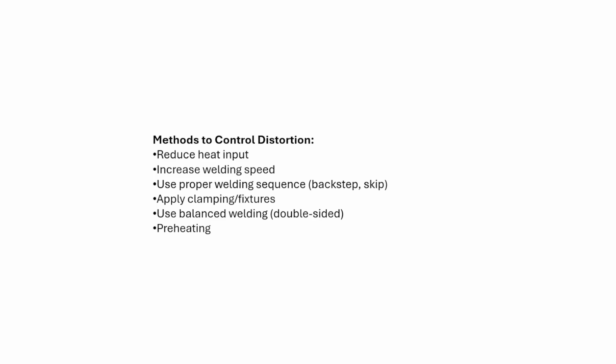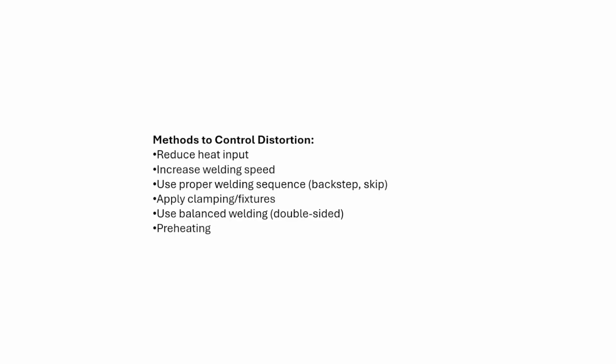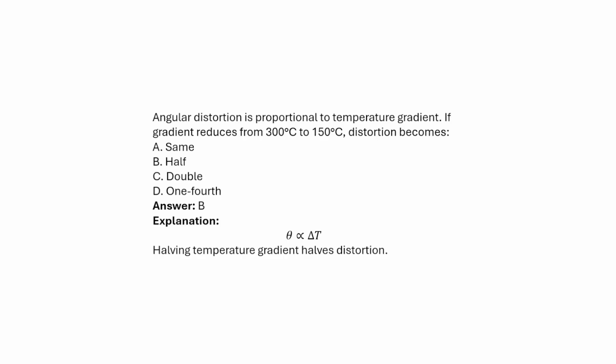So some of the crucial points to control the distortion are: first reduce the heat input, increase the weld speed, use the proper sequence like backstep or skip welding, apply the clamps and fixtures, use balanced welding, that is double side welding or the like, and preheat treatment. These are some of the methods to control the welding distortion.